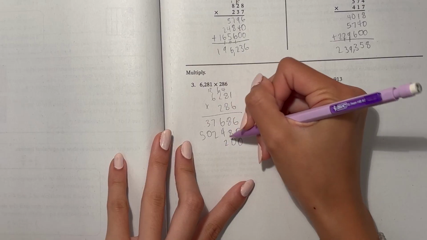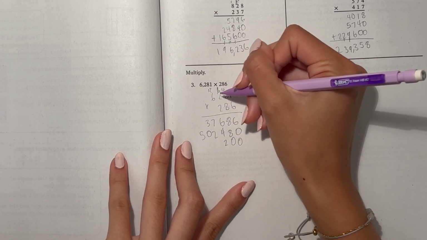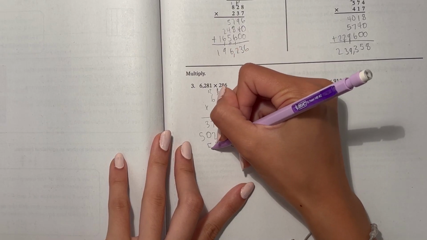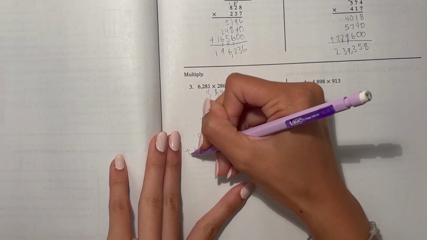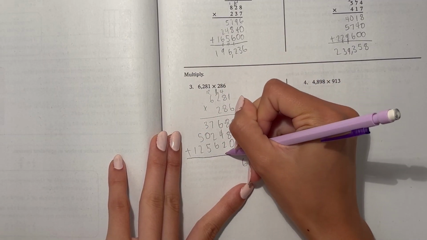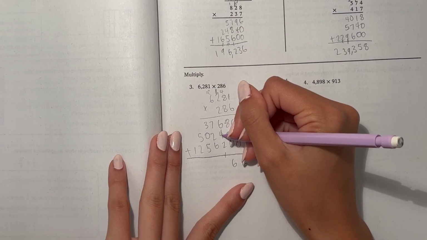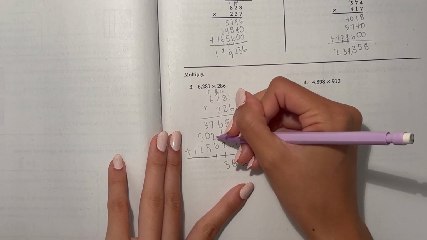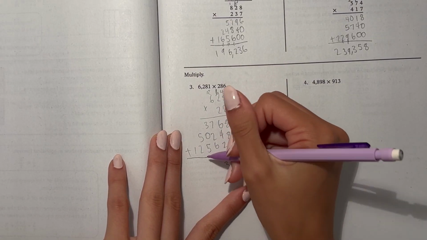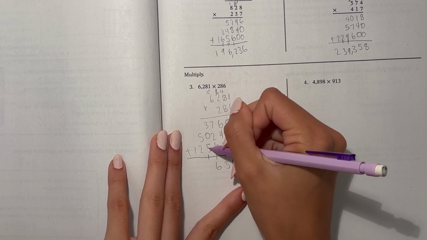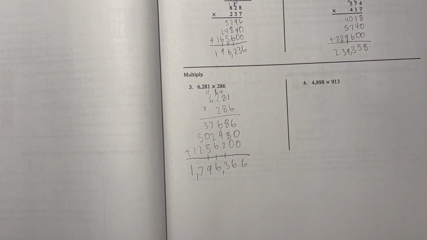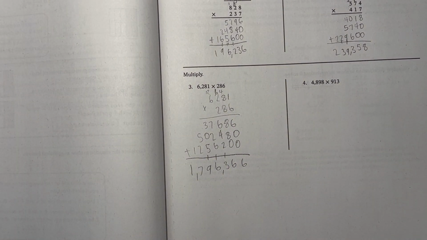1 times 2 is 2. 2 times 8 is 16. 2 times 2 is 4, plus 1 is 5, and 2 times 6 is 12. Alright, add everything together. 6, 16. 6 plus 4 is 10, plus 2 is 12, plus 1 is 13. 7 plus 2 is 9, plus 6 is 15, plus 1 is 16. 3 plus 5 is 8, plus 1 is 9, 7, 1. So our answer is 1,796,366. Oh, that's a big number.